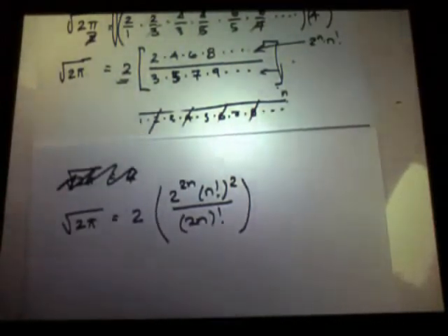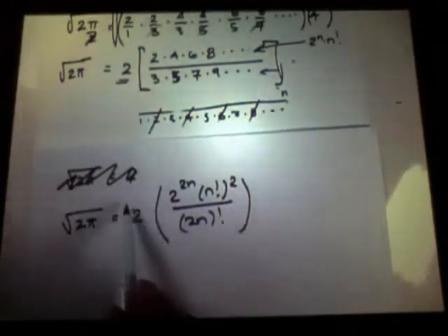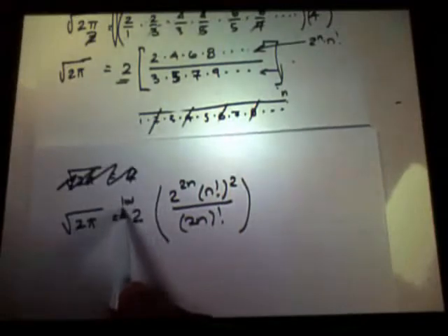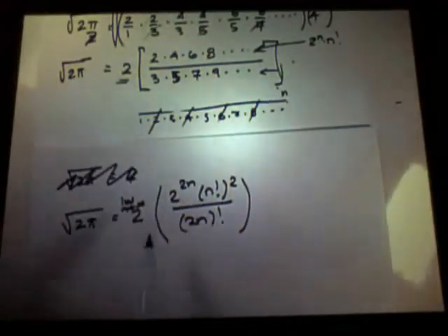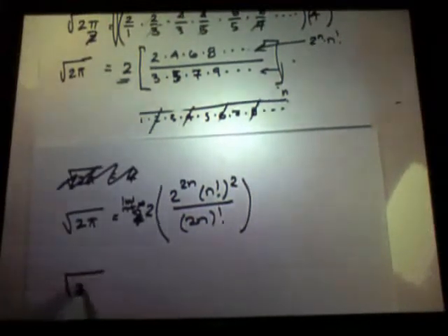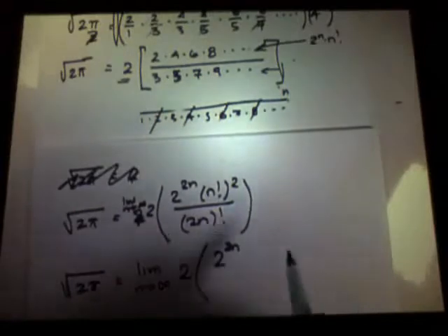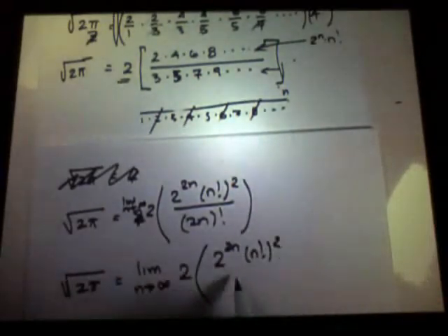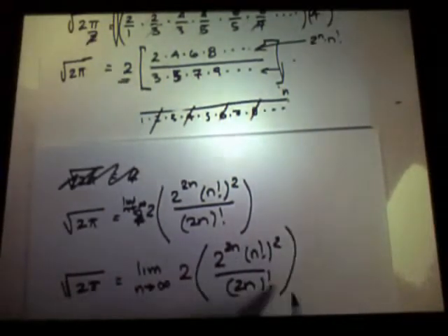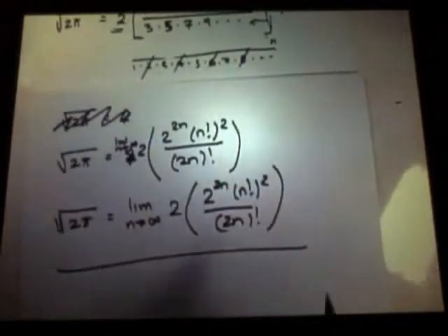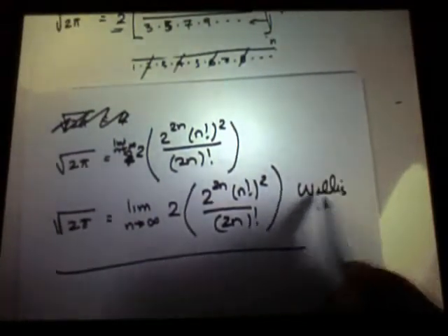All right. And that's in the limit. That's the limit as n goes to infinity, because I need all of Wallis's formula for that. Here, let me write that a little more professionally. Square root of 2 pi, we are saying, is the limit as n goes to infinity of twice 2 to the n, n factorial quantity squared over 2n quantity factorial. From Wallis, this apparently is true.